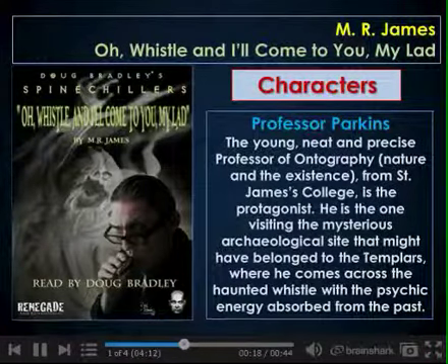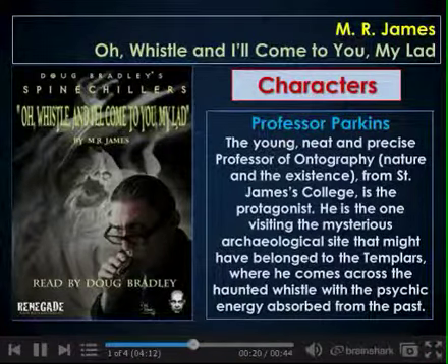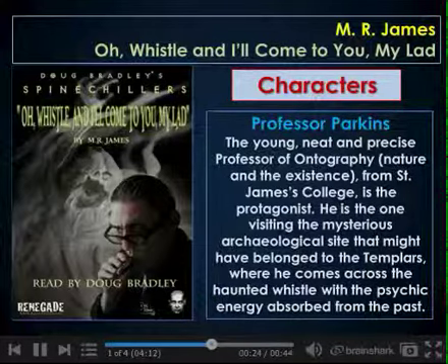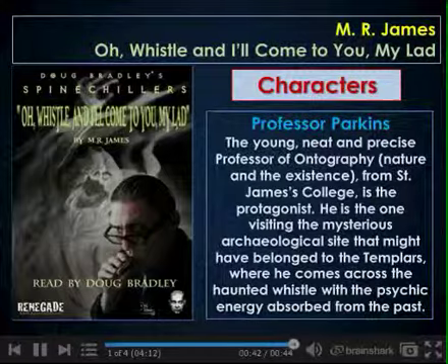Professor Parkins is the young, neat, and precise professor of ontography, which is the study of nature and existence. He's from St. James's College. He's the protagonist. He's the one visiting the mysterious archaeological site that might have belonged to the Templars, where he comes across the haunted whistle with the psychic energy absorbed from the past.